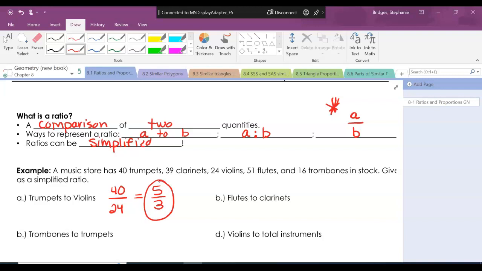Again, if your number at the top is bigger, you're going to end up with something that looks like this. So we're going to want to hit second, our fraction key, and equals again to get it into an improper fraction. How many flutes do we have? 51. How many clarinets? 39. So I'm going to do my fraction 51/39. I do get a mixed number, so I'm going to hit second, my fraction key, and equals again. And what is that reduced part? 17/13.